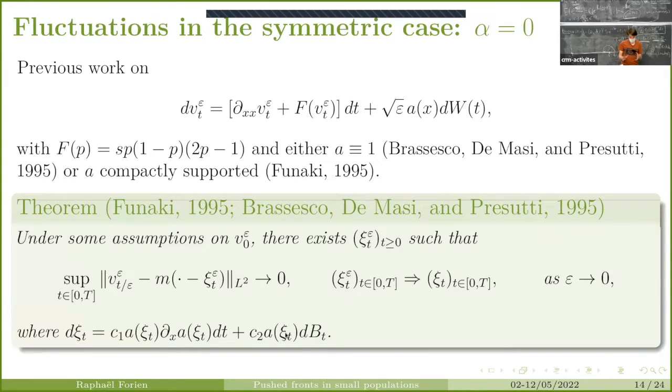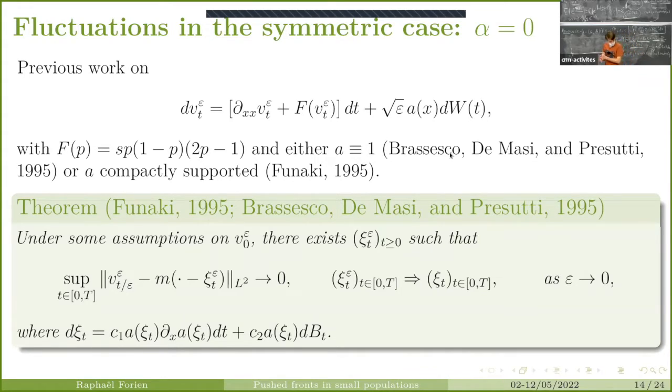And we're going to see that we get a different picture in the bistable case here. And in order to study the bistable case, I'm going to say first a few words about the case where alpha equals 0. So this is the symmetric case, the case where in the deterministic picture, the wave doesn't move. And there are some works on similar equations, but with a different noise term here, A, with this symmetric potential here. So there are two papers, Brassesco, De Masi, and Presutti, and Funaki, both in the same year, with different assumptions on the function A.